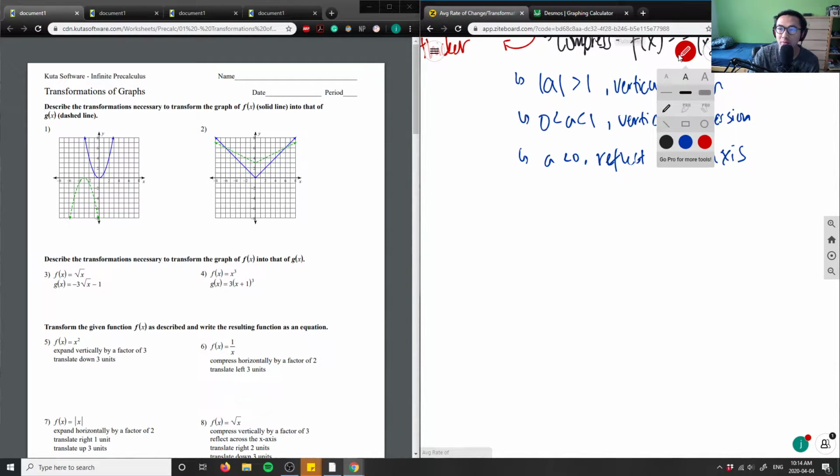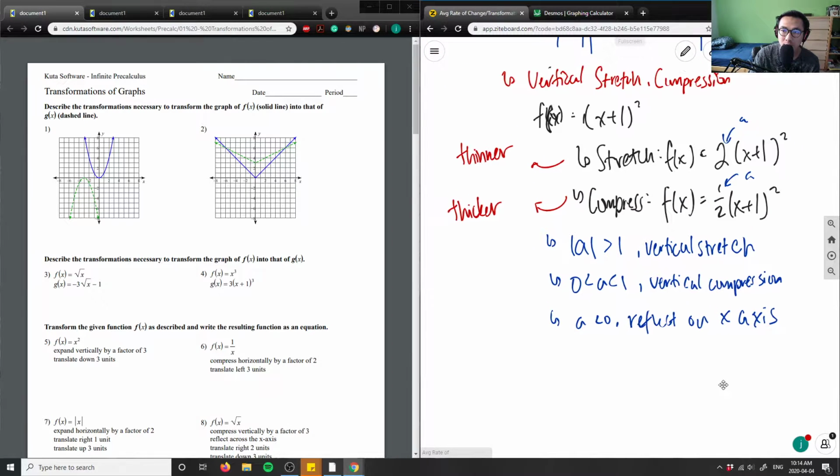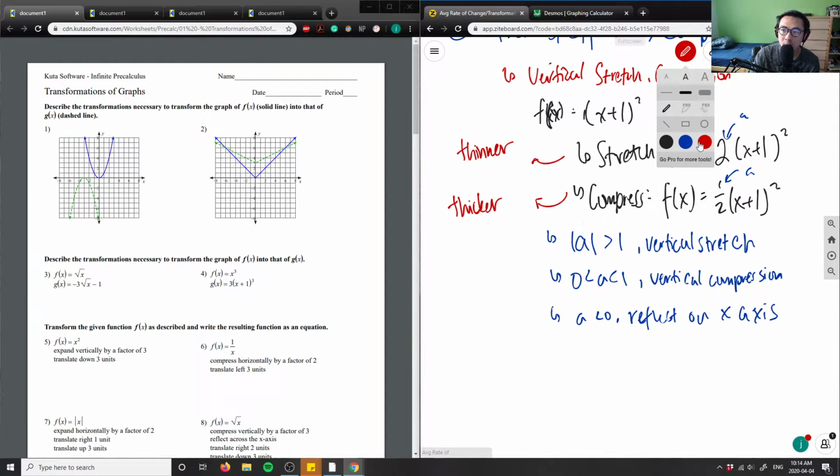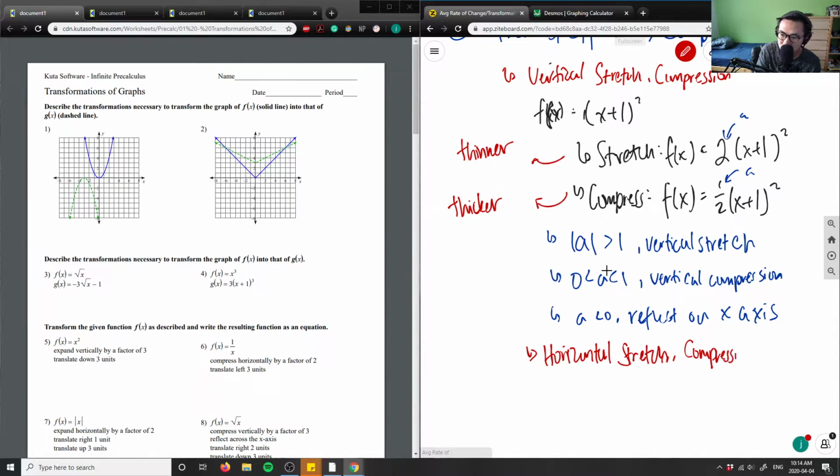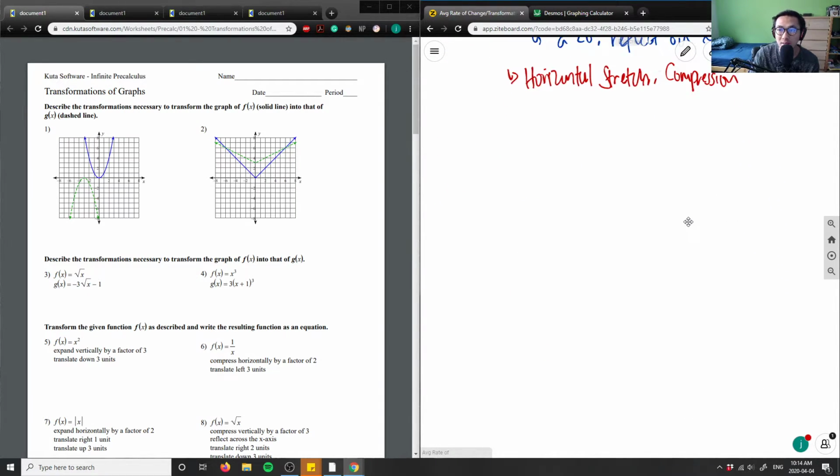Obviously, we're going to have horizontal stretch and compression. So let me write that down. This is horizontal. We use stretch here, but it's actually expand as well. We use those terms interchangeably in this course. So horizontal stretch and compression.